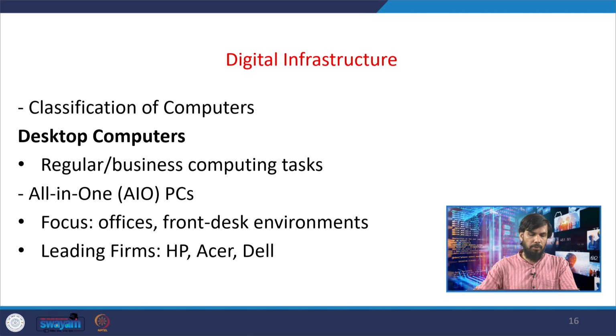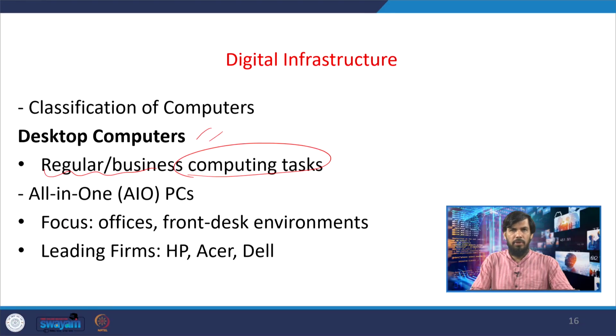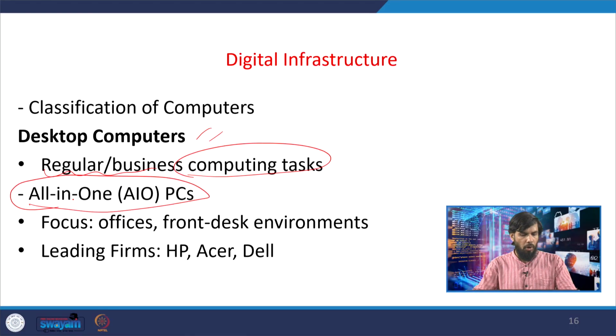Now within desktop computers also we can understand this by dividing into multiple categories catering to different kinds of users. So in this case desktop computer, first one is regular / business computing task. So more often than not when we talk about desktop computers, essentially we are talking about some regular or quite often business computing tasks, right. Now the first category is all-in-one PCs, right. So all-in-one PCs, who would be interested in?